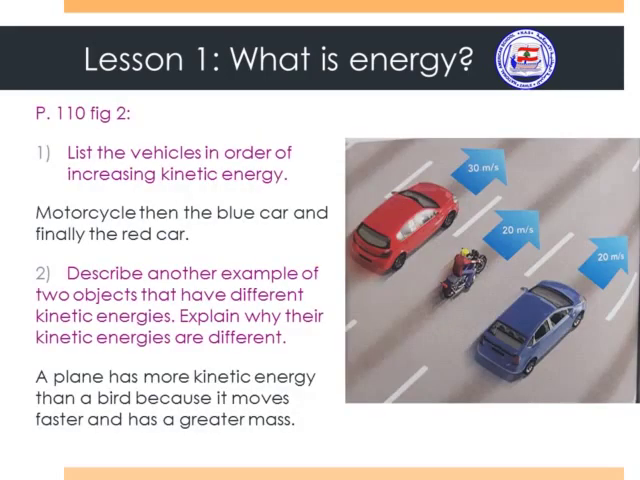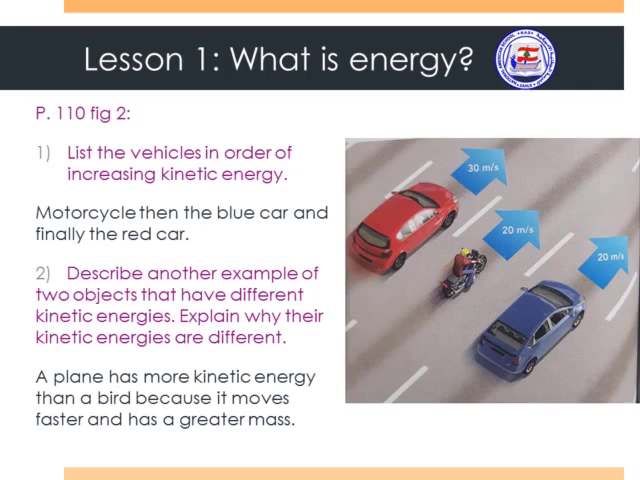Now let's solve the exercises in your books. Page 110, figure 2. You have this picture in front of you. Part 1 is to list the vehicles in order of increasing kinetic energy. We said that two factors affect kinetic energy. They are the mass of the object and the speed of the object.